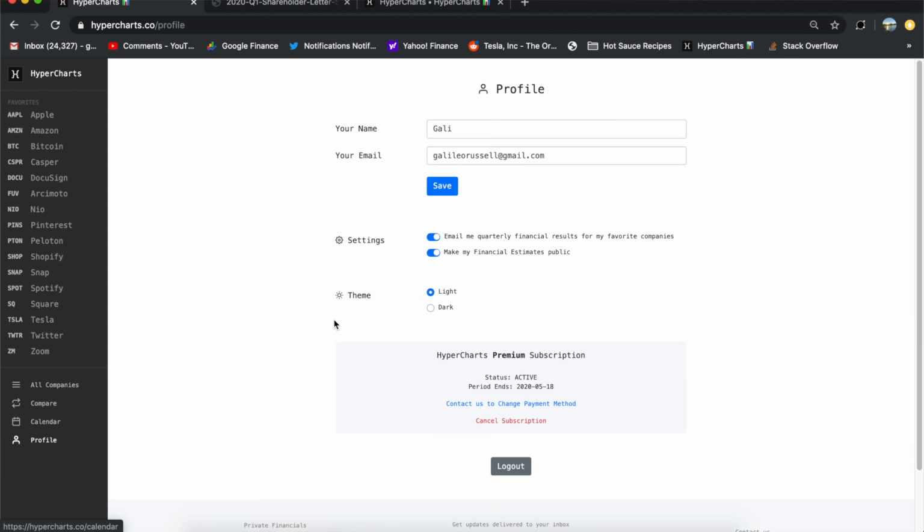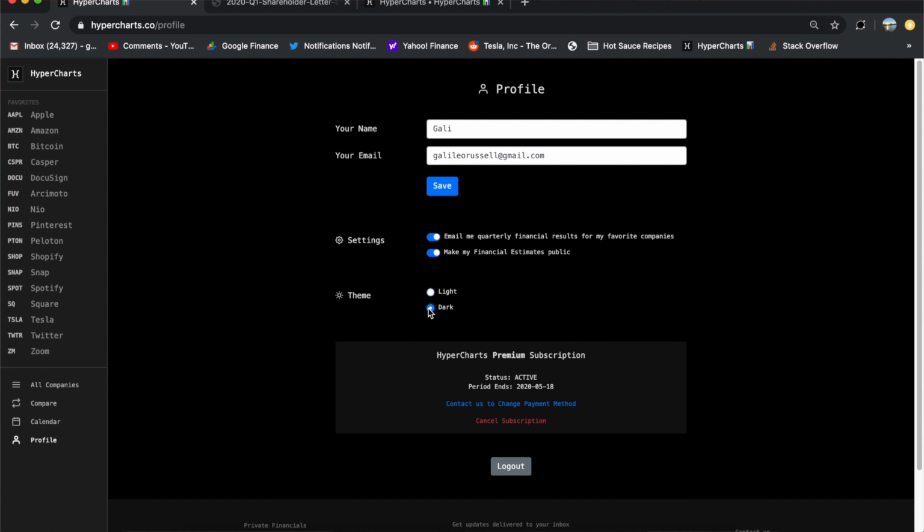This is why I love it. It breaks down all of my favorite companies. Now let's get into a little bit of unique new features that we came out with recently, just for fun. You guys all requested dark mode, which I think is pretty awesome here.